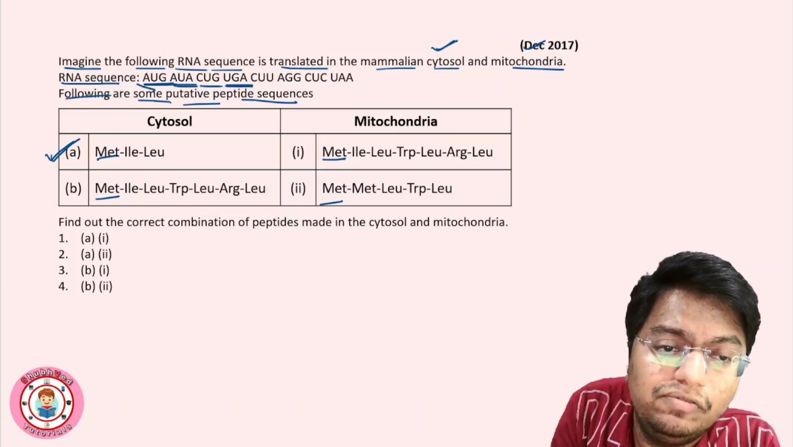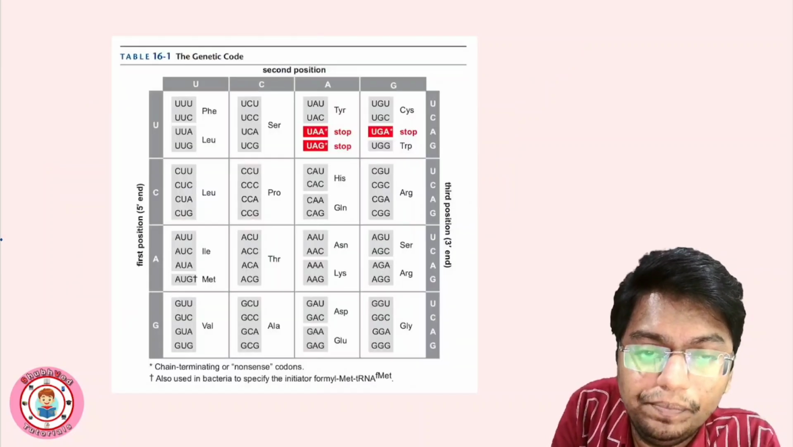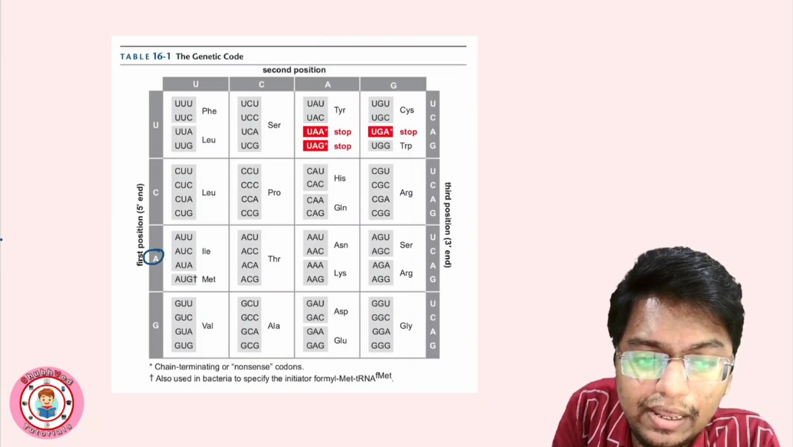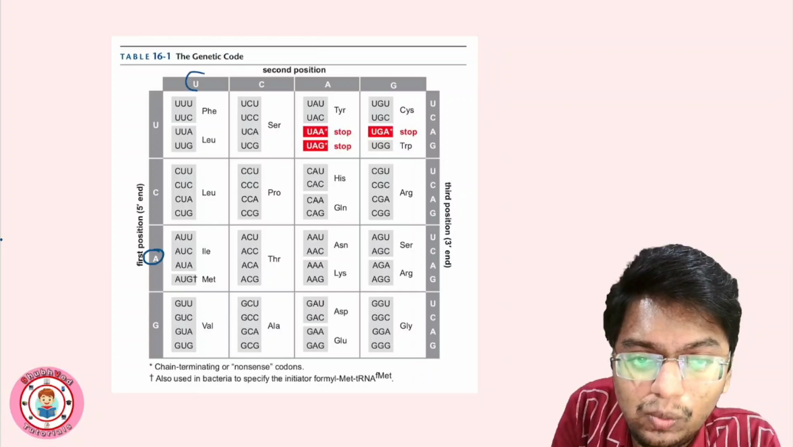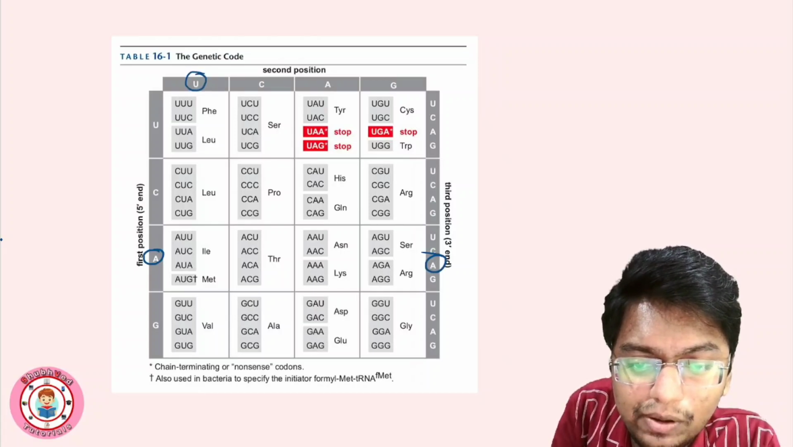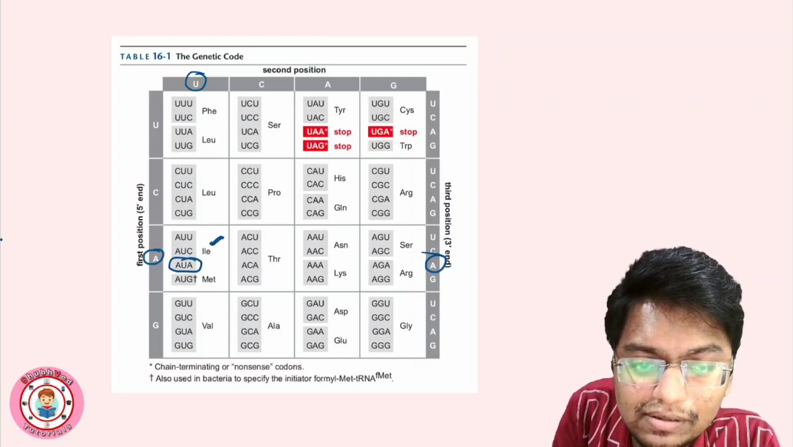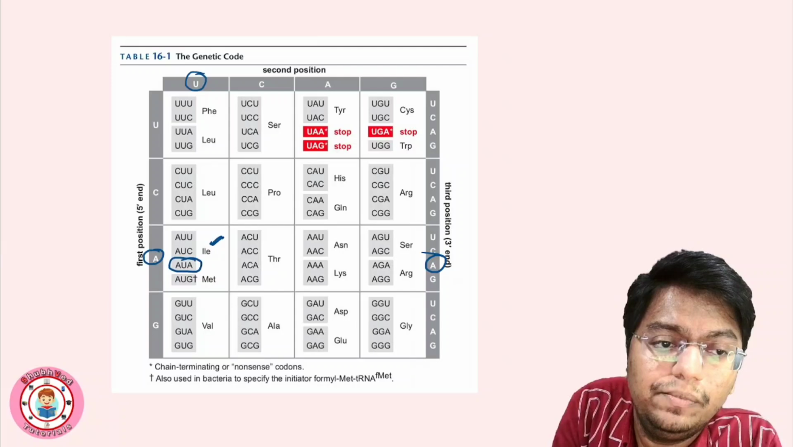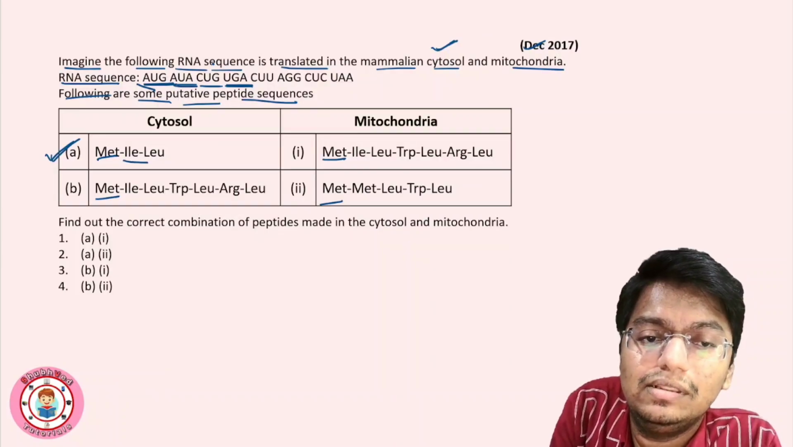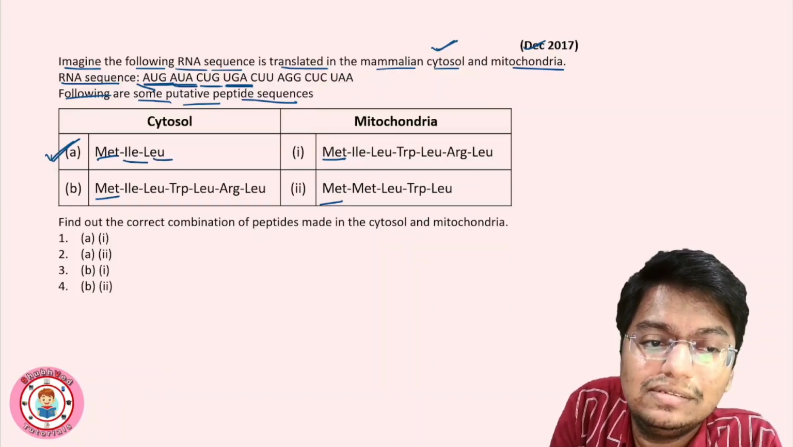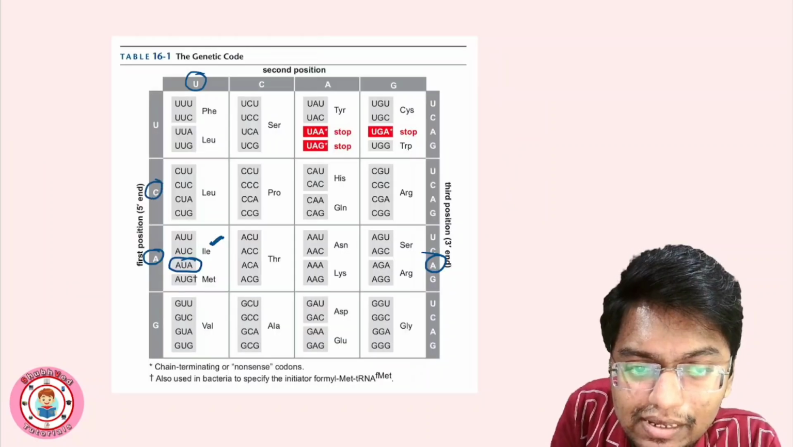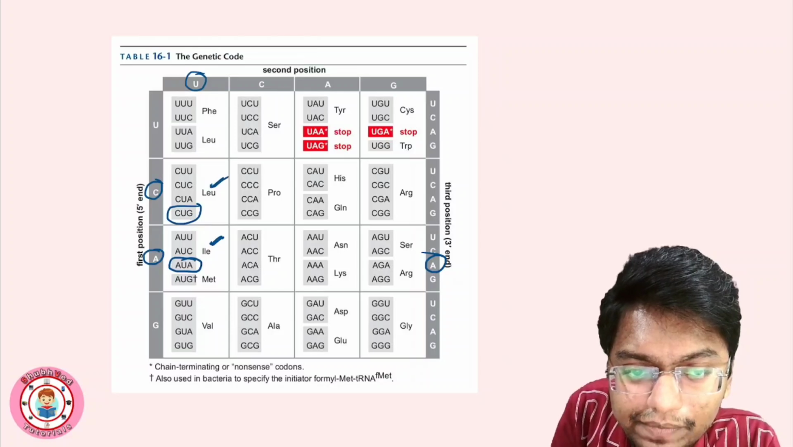AUG methionine is confirmed. Now what is AUA? First position A, U, AUA. Okay. Isoleucine. Right, see this. So it will be isoleucine. Then leucine, this will be correct. CUG is leucine. Correct? And UGA is a... UAG is a stop codon.